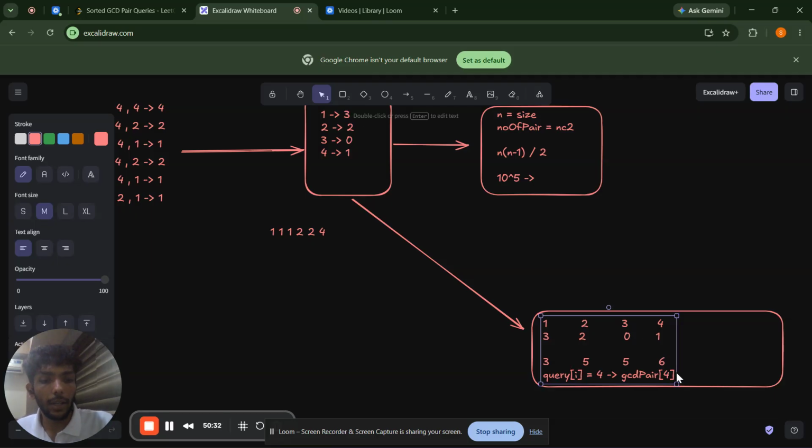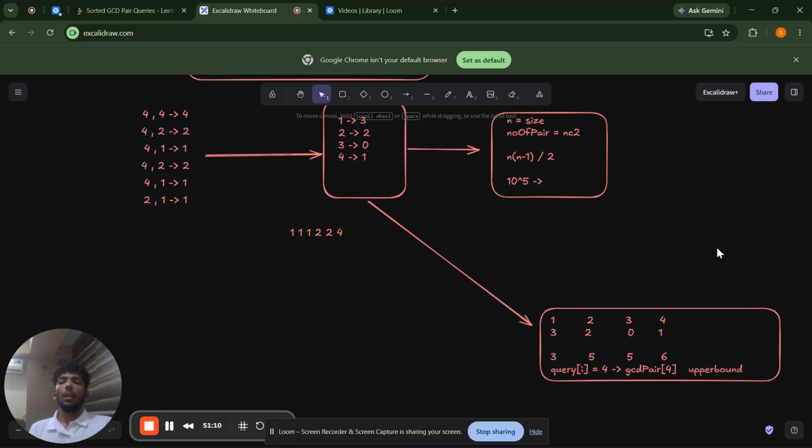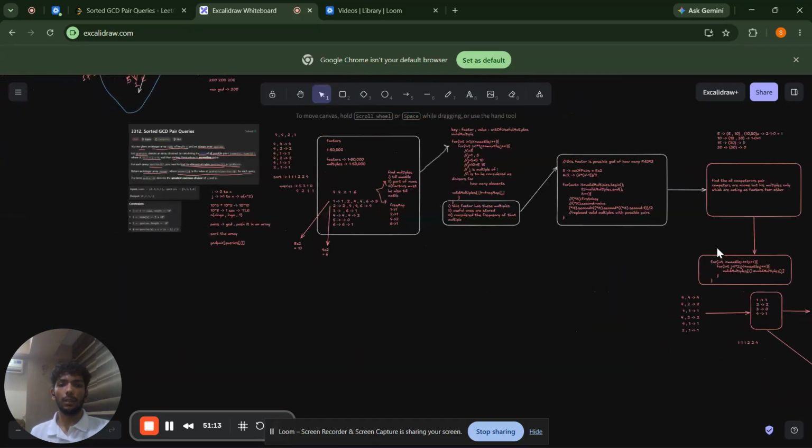So likewise, if we were to find the query 6, we can say that till GCD 3, there were 5 pairs whose GCD is less than or equal to 3. But as we shifted to 4, the count increased. It means that the sixth pair was the one with GCD as 4. So what we are doing is we are finding the upper bound. Okay, so this is the approach.